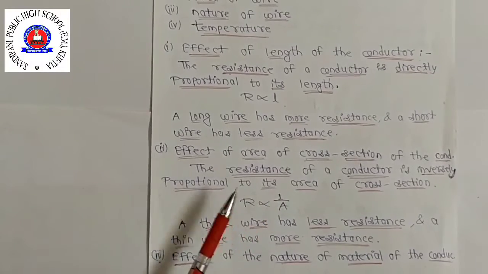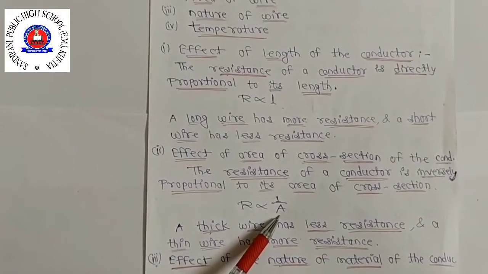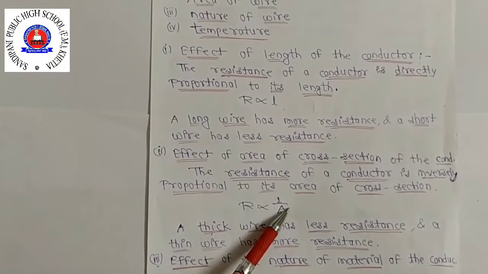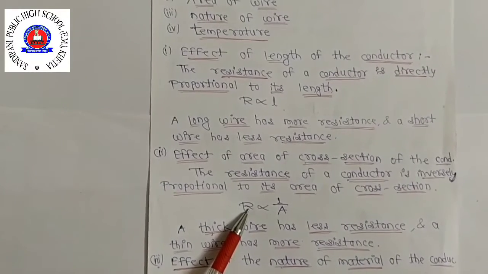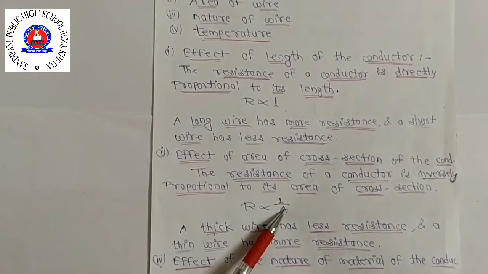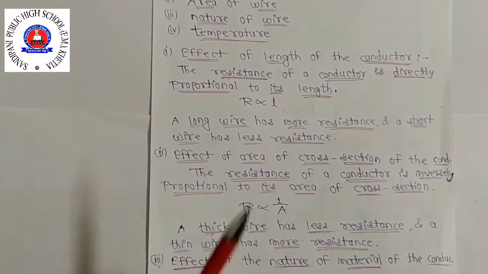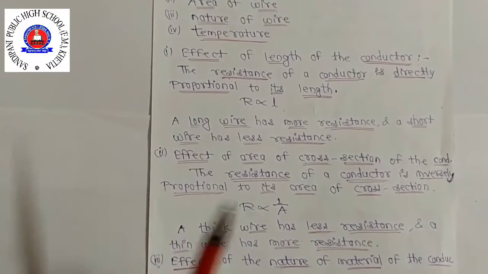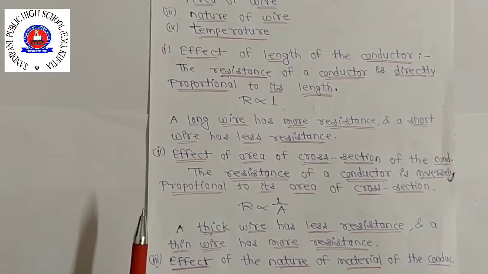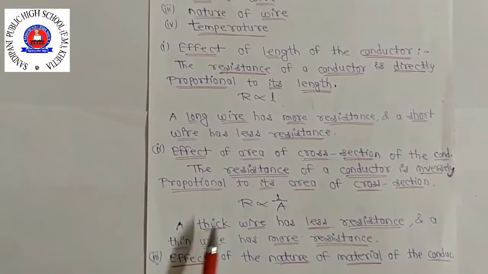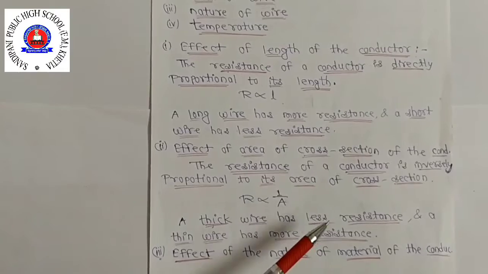therefore when the area of cross section of the wire is double, its resistance gets half. If the area is double, the resistance will be half. And if the area of cross section of the wire is half, then its resistance will get double. We know that a thick wire has a greater area of cross section, whereas a thin wire has a smaller area of cross section. So this means that a thick wire has less resistance and a thin wire has more resistance.